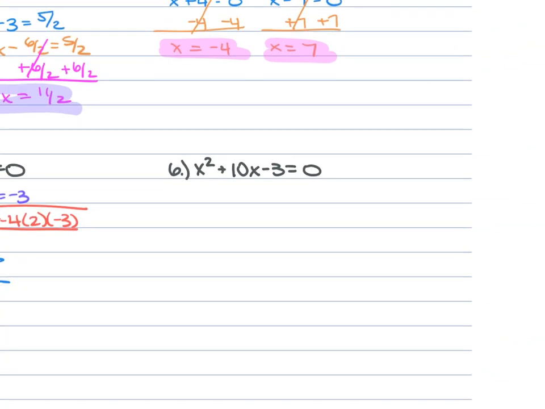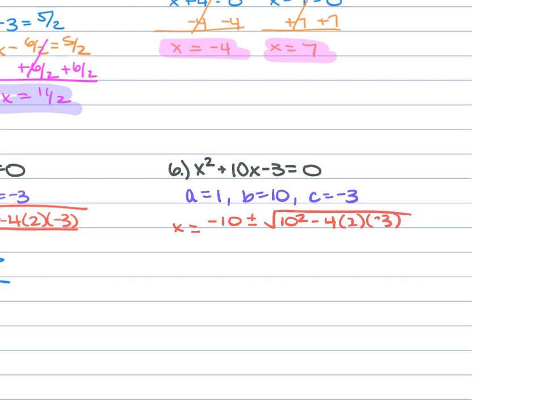For 6, we have x squared plus 10x minus 3 is equal to 0. So I'm going to use my quadratic formula again. I have that a is 1, b is 10, and c is negative 3. So x is equal to a negative 10 plus or minus the square root of 10 squared minus 4 times 1 times negative 3 all over 2 times 1.